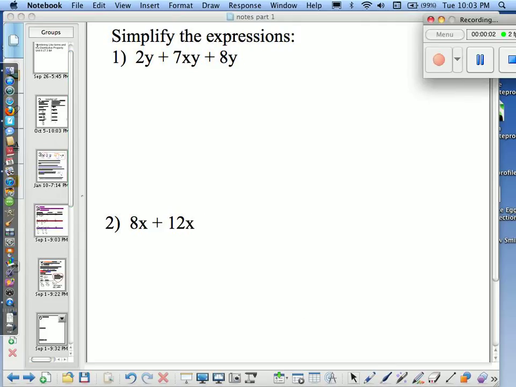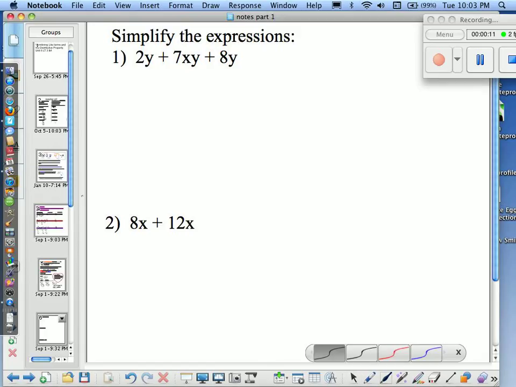So now we're going to go through simplifying some more expressions together. So let's do the first one together. Let's first identify our like terms. So 2y and 8y are like terms, and we are going to move them next to each other so that we can better see that. We can move them because of the commutative property of addition.